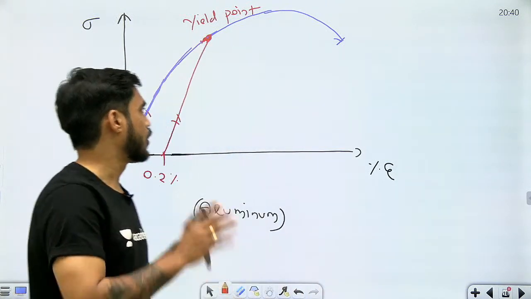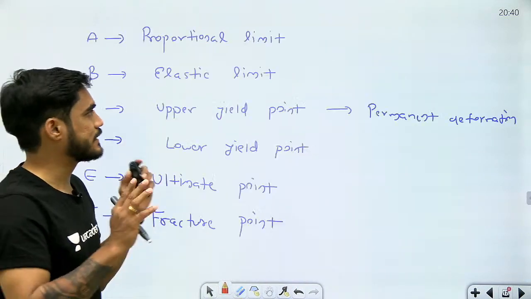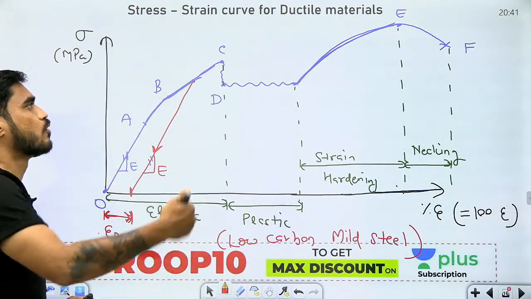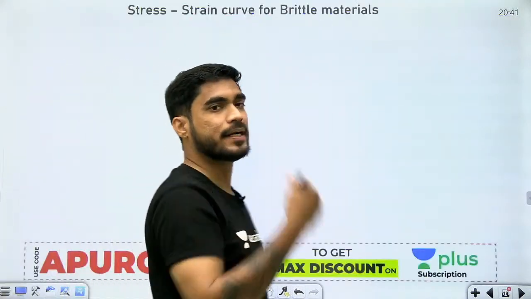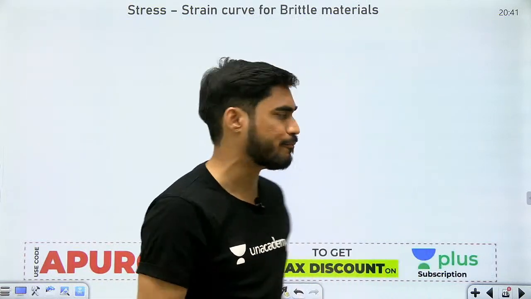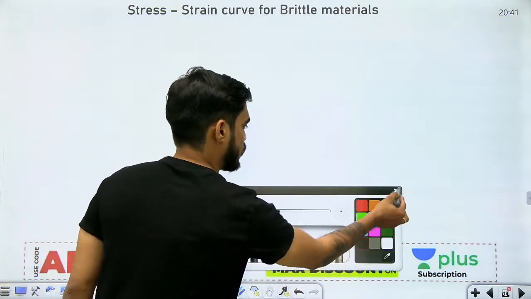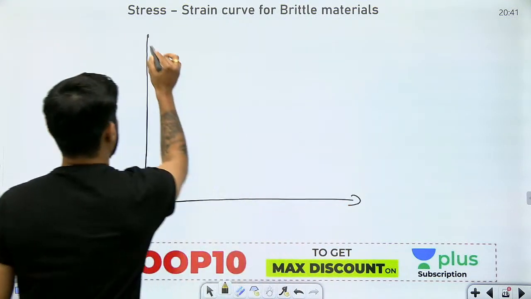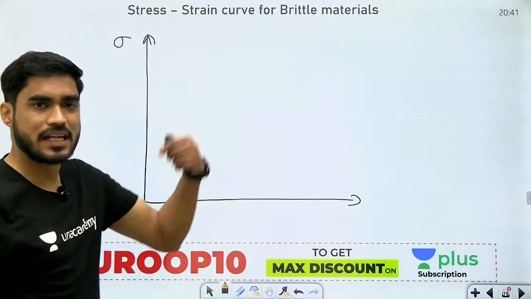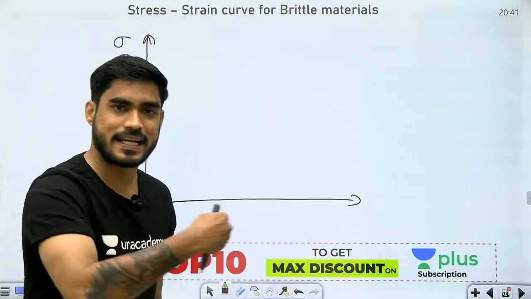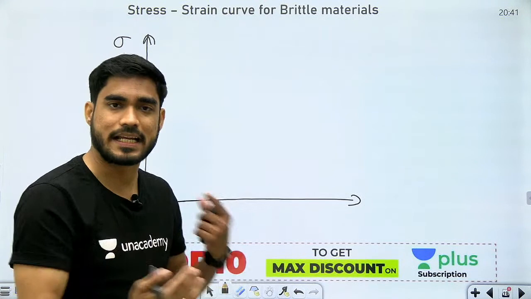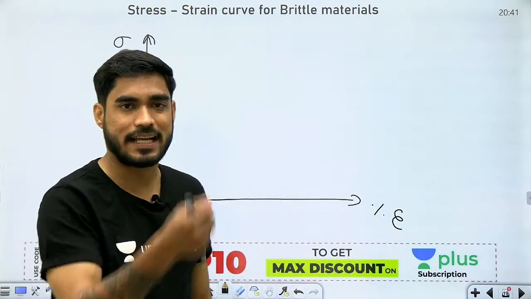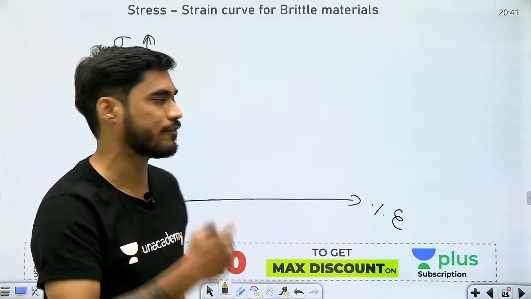ओके, चलो. So this is the stress strain curve for a ductile material. Is this clear to everyone? Now let's move on to the stress strain curve for brittle materials. Now beta, in case of brittle materials, there is no permanent deformation. And if there is no permanent deformation, you are not going to get yielding, you are not going to get strain hardening, you are not going to get necking. So what we are going to get? अगर yielding नहीं मिलेगी, strain hardening नहीं मिलेगा, necking नहीं मिलेगा, then what we are going to get?